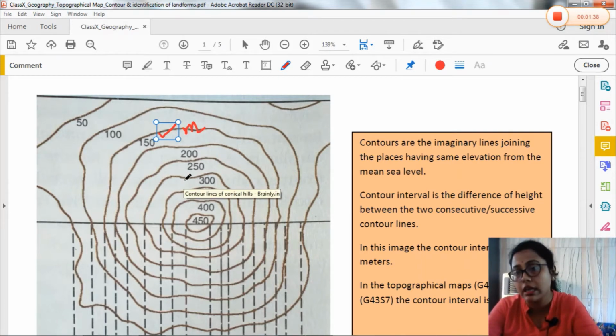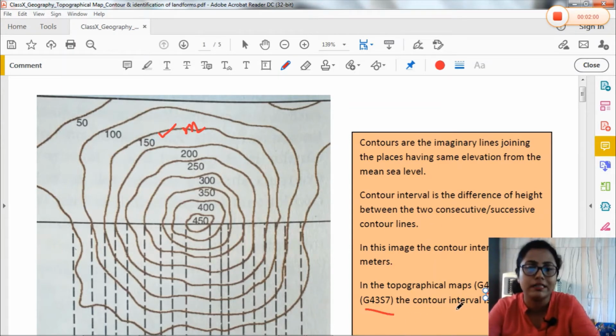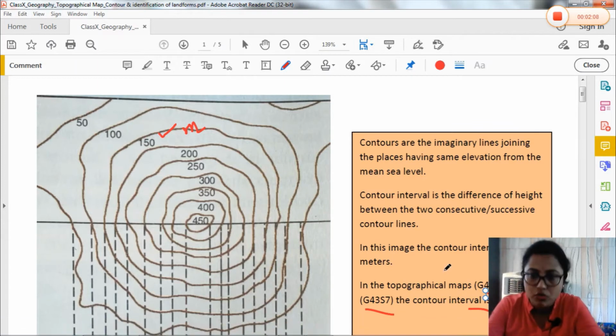If you see your topographical map, just below the graphical scale, as I have shown you, it is written that the contour interval is 20 meter. The topo maps, that is G43S10 and G43S7, which you will get in your exam, have a contour interval of 20 meter. Now we also need to know what contour interval is, but before that we need to know what contours are.